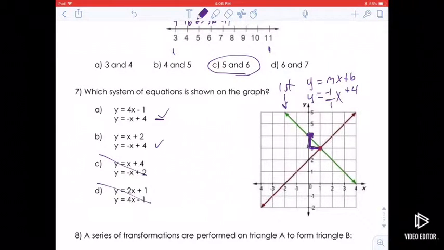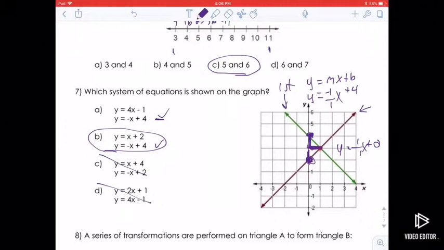Then we look at the red line. The y-intercept right here is 2, so I know I'm going to have plus 2, which should give me my answer choice right from there. And I went up 1 and to the right 1, so 1 over 1, 1 over 1 x. Again, y equals, look at my answer choices. Choice B gives me that.